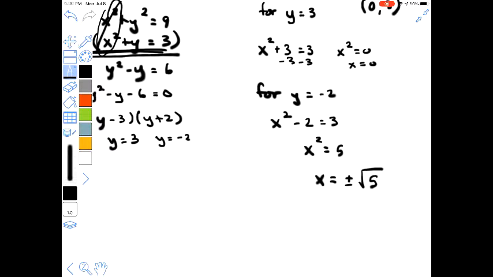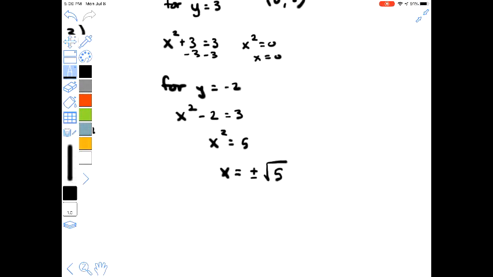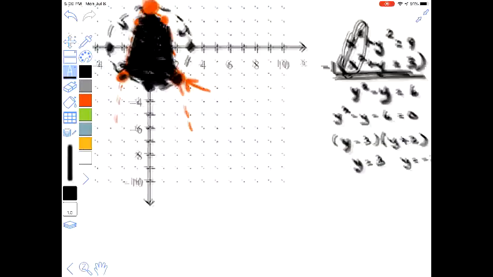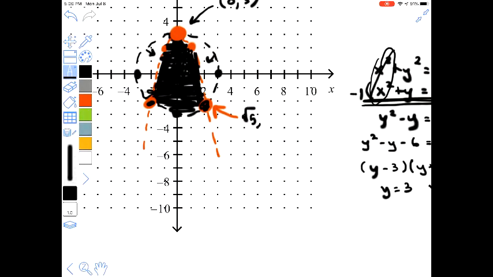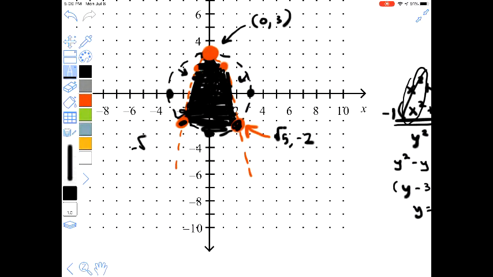x equals plus or minus the square root of 5. Remember that these represent points on the plane, so for both of these points, y was negative 2, but for one of them I got positive square root of 5, and the other one I got negative square root of 5. So those are the locations of these other 2 points. This one is positive square root of 5, comma negative 2, and this one over here is negative square root of 5, comma negative 2.